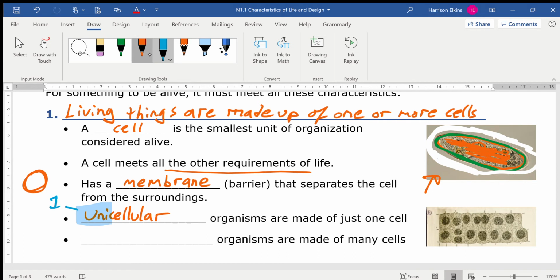Multicellular is the word we use to describe organisms that are made up of many cells. So for instance, this is part of a plant, and it has a lot of different cells coming together, building on top of each other. You are multicellular. You're a human being. You've got a lot of different cells, so you're multicellular. So things like bacteria would be unicellular. Things like plants, animals, fungi are more multicellular.